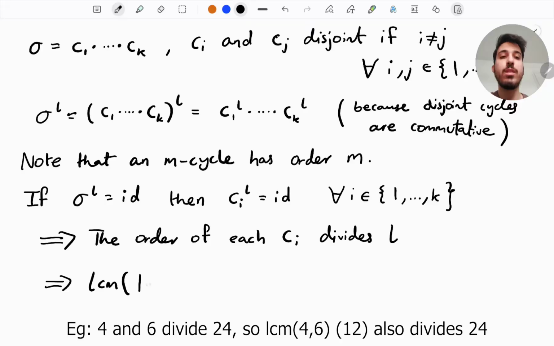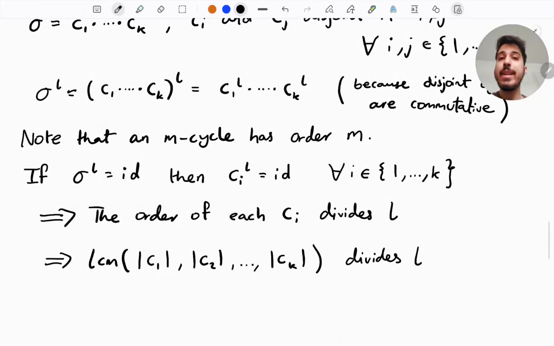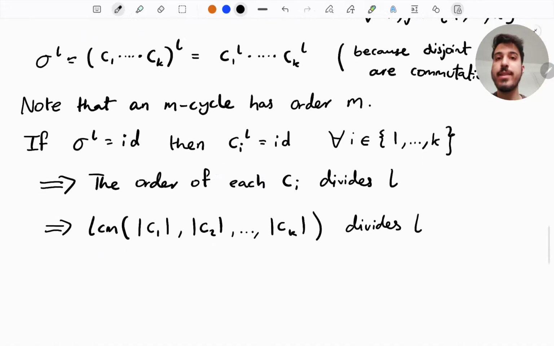The least common multiple of the order of C1, the order of C2, all the way to the order of Ck divides L. And now we see that since the least common multiple of the orders divides L, then the order has to divide the LCM. But we want to know if we take sigma to the power of the LCM, are we going to get back the identity? Because if not, then the order has to be bigger than the LCM. So let us check that.